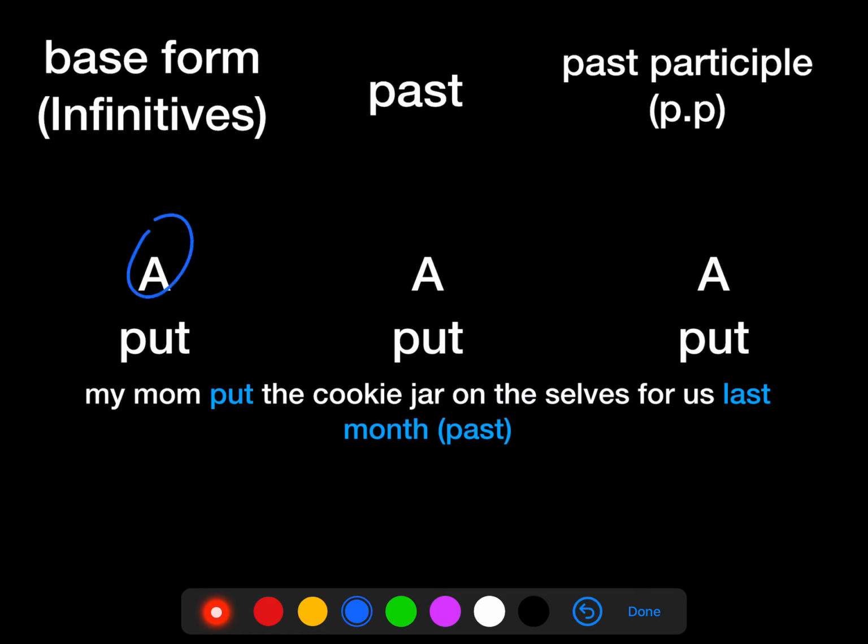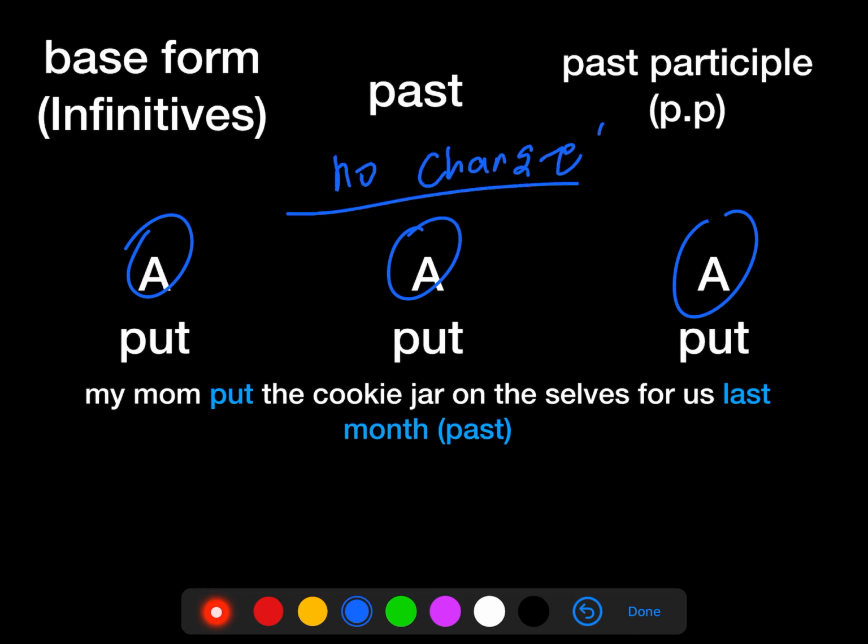So AAA group. What does it mean, teacher? So the AAA group means the form of the verb does not change. Like no change.